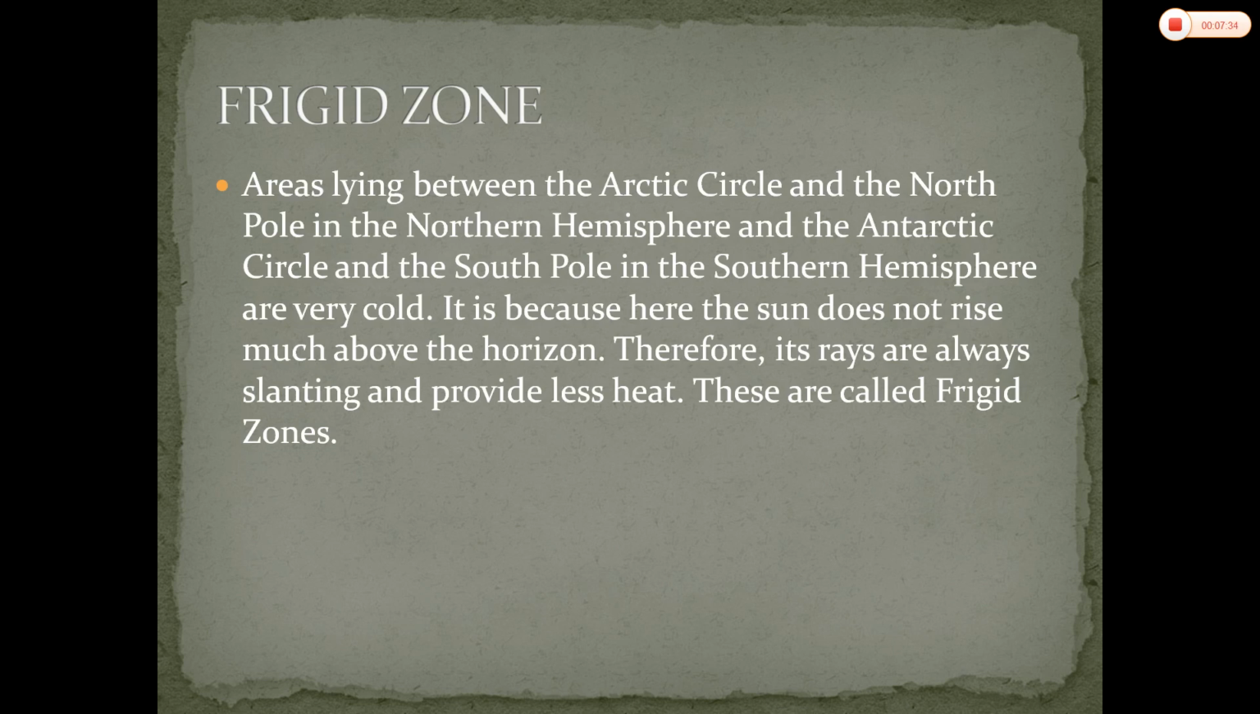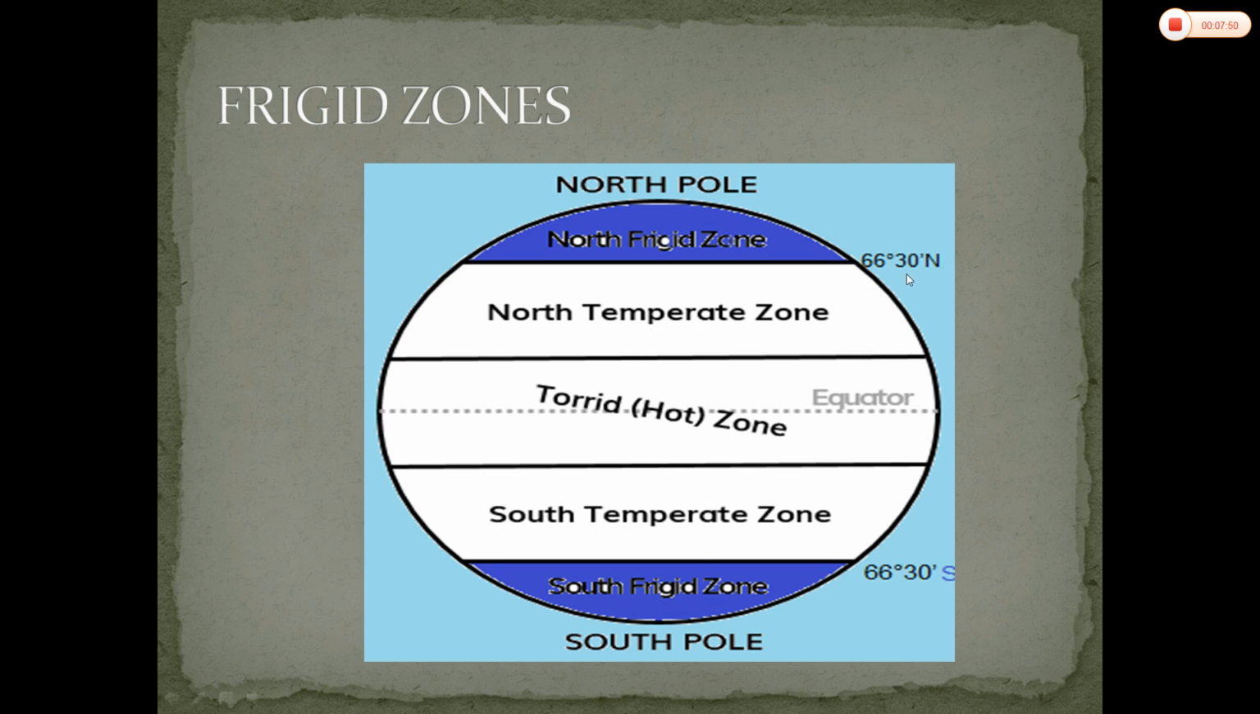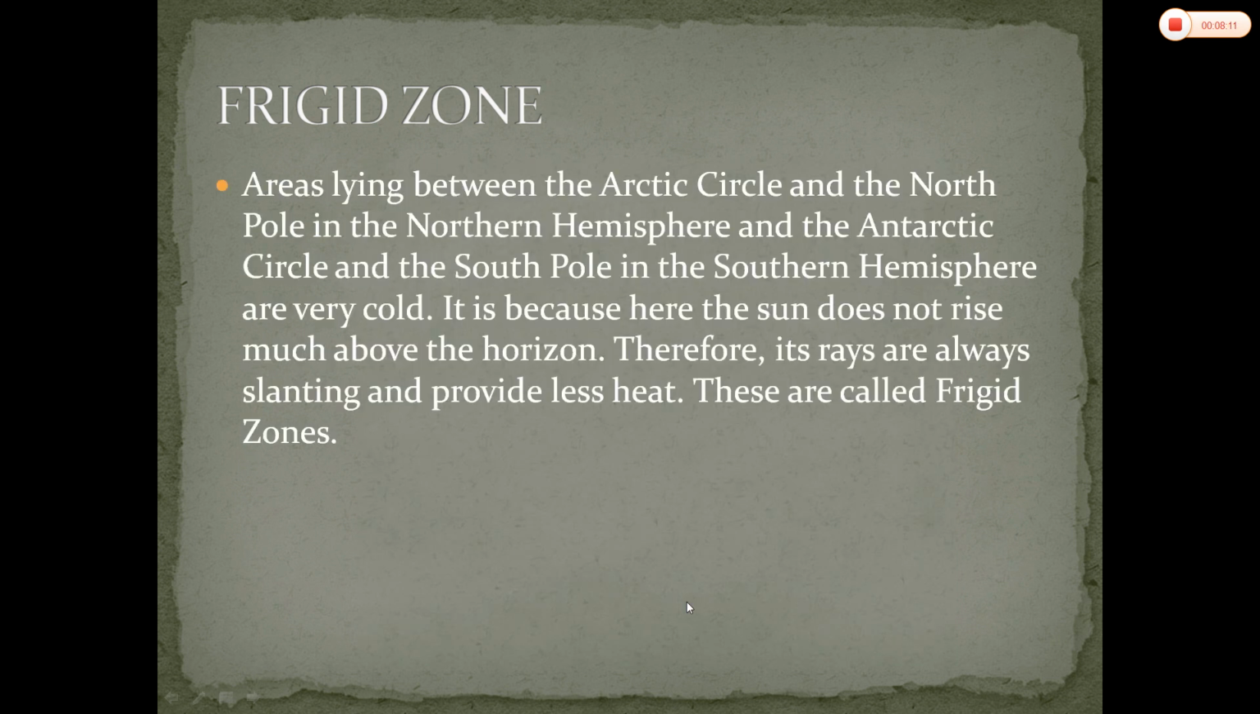The next zone is the frigid zone. Beyond, or above, the temperate zone, there is a third region that is called the frigid zone. Frigid zones are also in both the hemispheres. So what are the frigid zones basically? Right from 66 degree 30 minutes north till 90 degree, the polar region, as well as 66 degree 30 minutes south till 90 degree south, the South Pole. In between these two regions, the frigid zones are located.